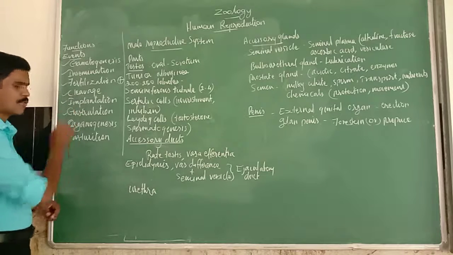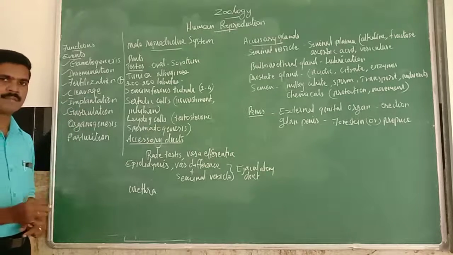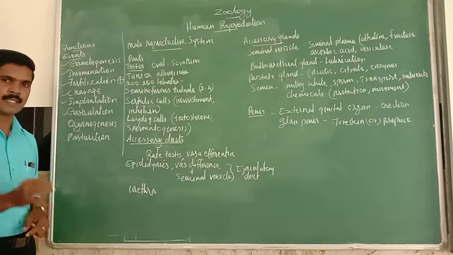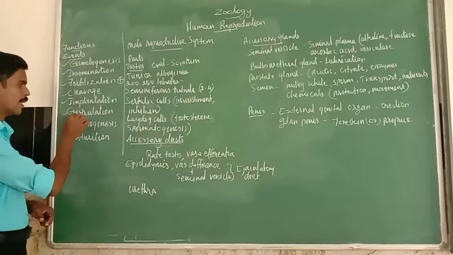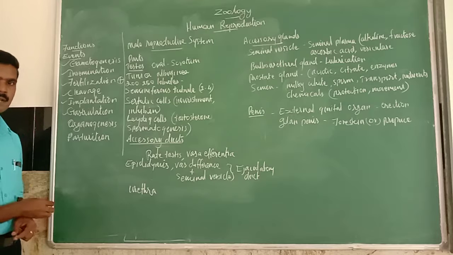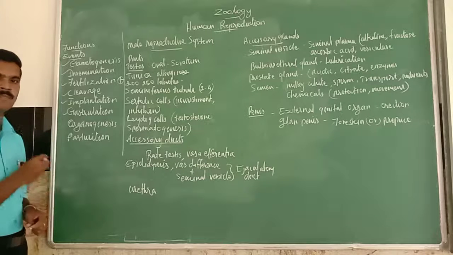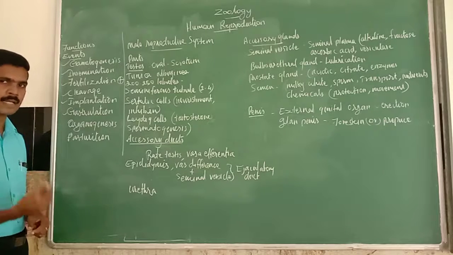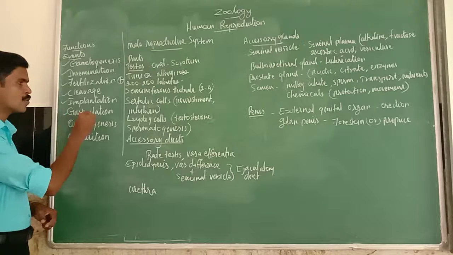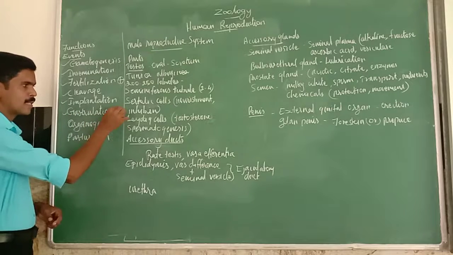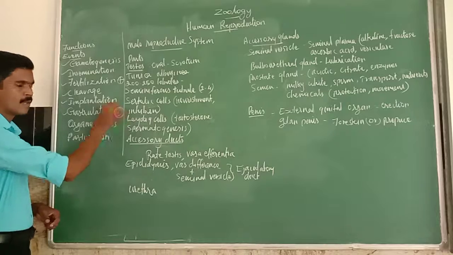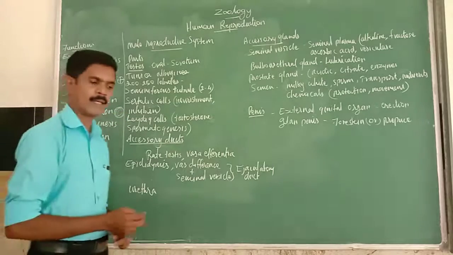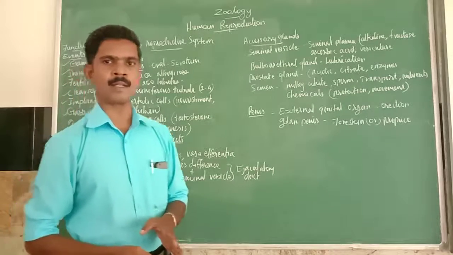The next one is gastrulation. The process of conversion of blastocyst into gastrula is called gastrulation. Inside this gastrula, 3 germ layers are formed. 3 germ layers meaning ectoderm, endoderm, mesoderm. These are the germ layers.